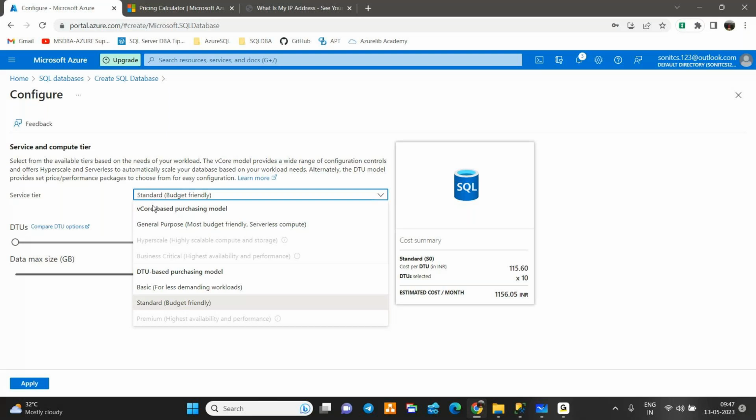Here you will see, because we are on a free trial subscription, you have control only over Standard and Basic under DTU, and only General Purpose. You don't have any control over Hyperscale, Business Critical, and Premium, because we are on a free trial subscription.